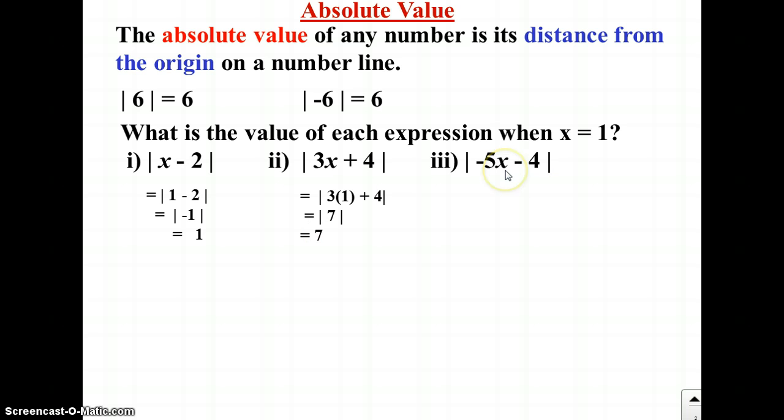And plug 1 in for x in part 3. -5 times 1 is -5. -5 minus 4 is -9. Then we take the absolute value. The absolute value of -9 is indeed 9. All right.